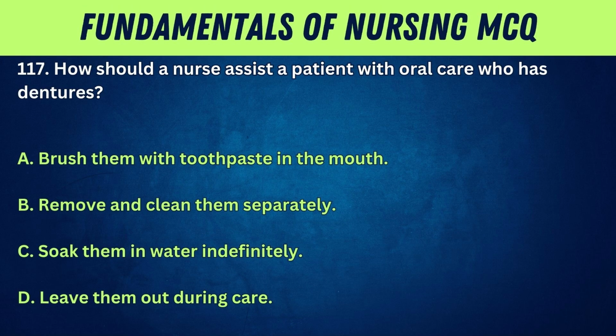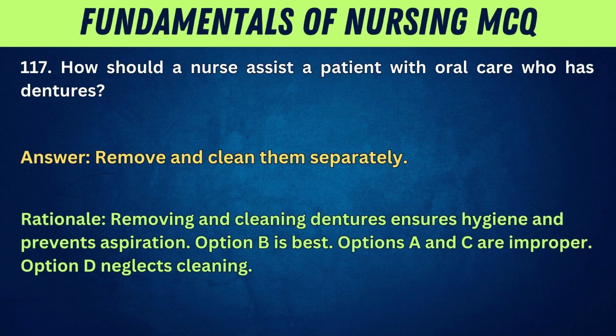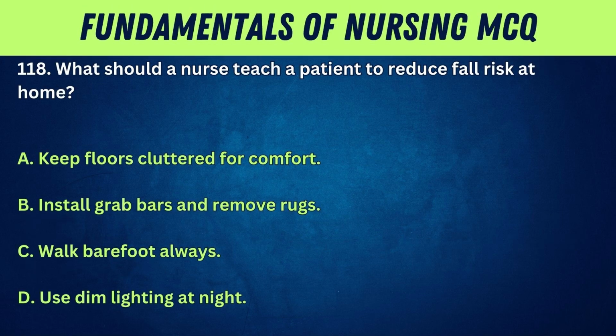117. How should a nurse assist a patient with oral care who has dentures? A. Brush them with toothpaste in the mouth. B. Remove and clean them separately. C. Soak them in water indefinitely. D. Leave them out during care. Answer: remove and clean them separately. Rationale: removing and cleaning dentures ensures hygiene and prevents aspiration. Option B is best. Options A and C are improper. Option D neglects cleaning.